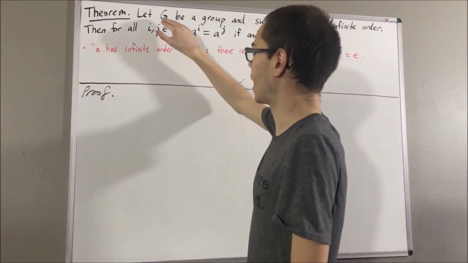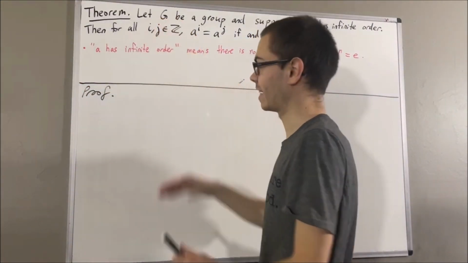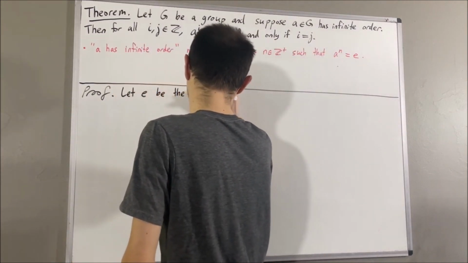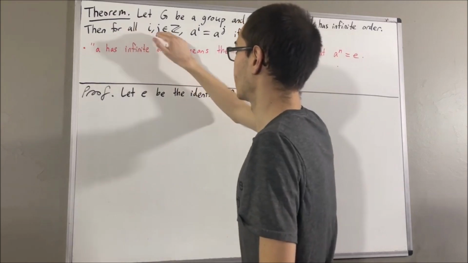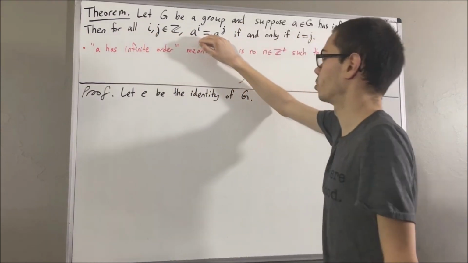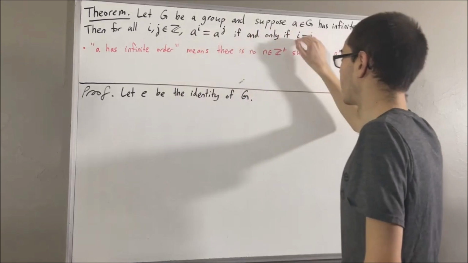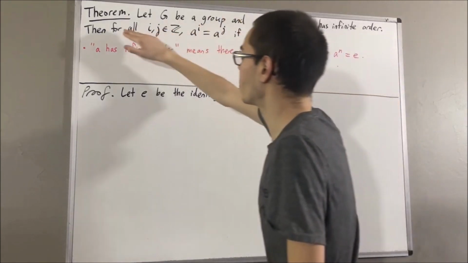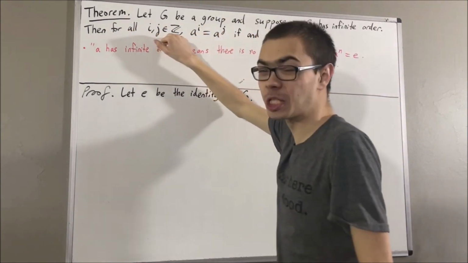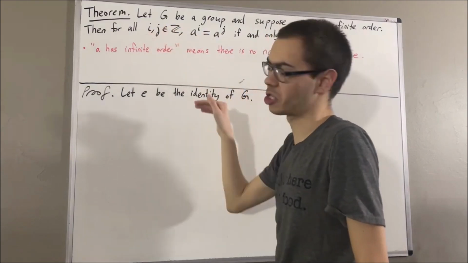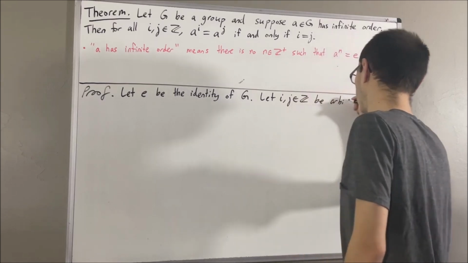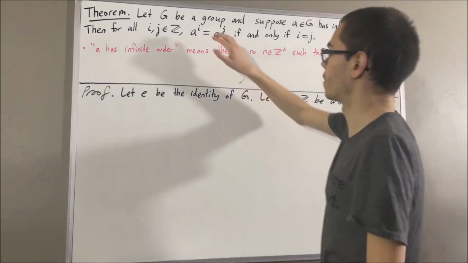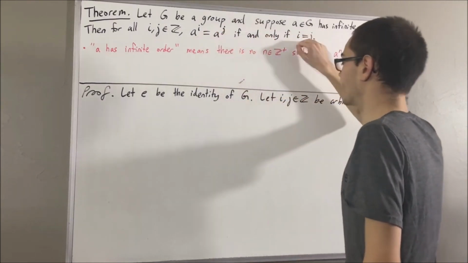Now let's just say that the identity element of our group is e. And from here, we want to prove for all integers i and j, a to the power of i is equal to a to the power of j if and only if i is equal to j. And since we're trying to prove a statement about every two integers, let's give ourselves two arbitrary integers. I'll call them i and j. From here, we want to prove that this is true if and only if this is true.